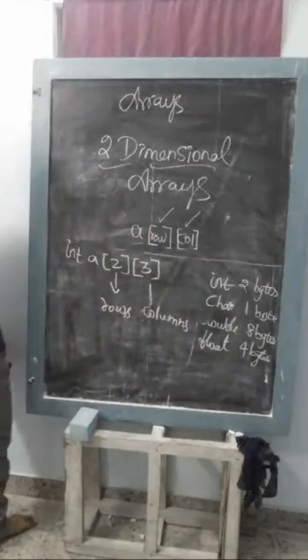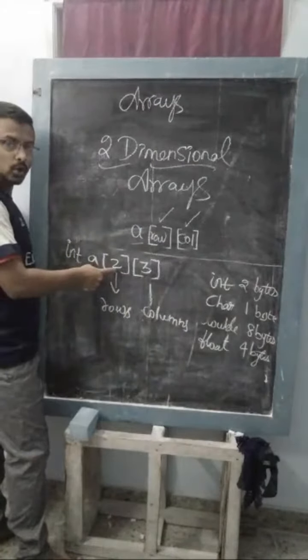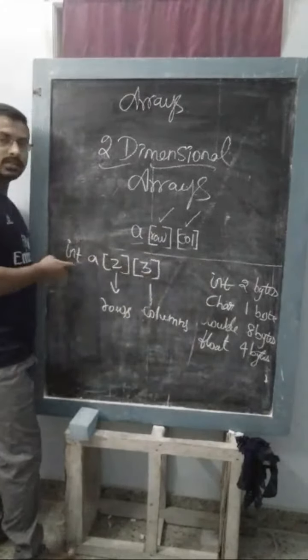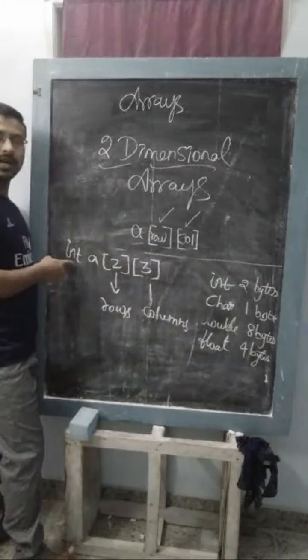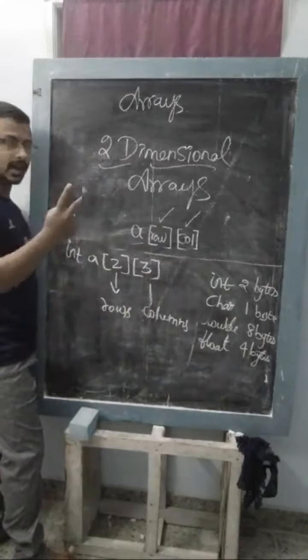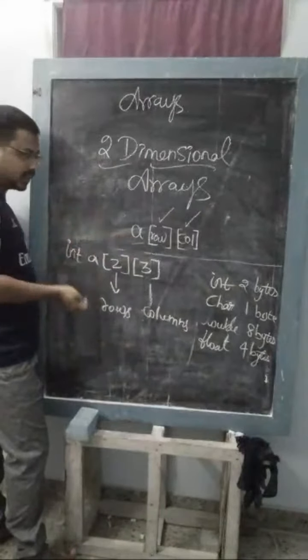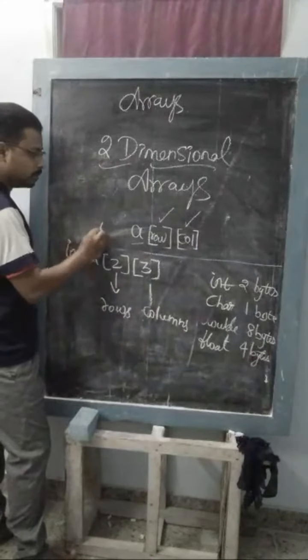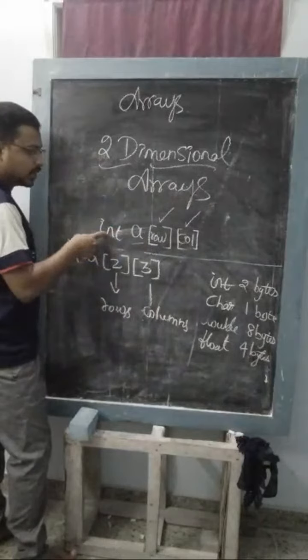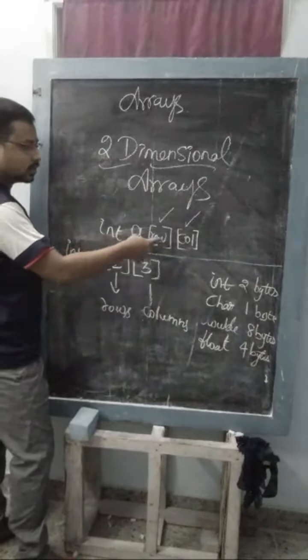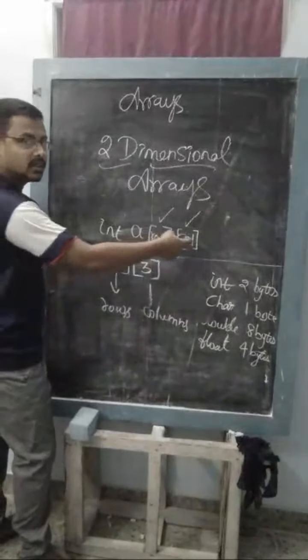How many rows and how many columns? There are 2 rows and 3 columns. What is the type of the array? The type of the array is a 2-dimensional array. A 2-dimensional array consists of data type, array name, and then the row size and then the column size.